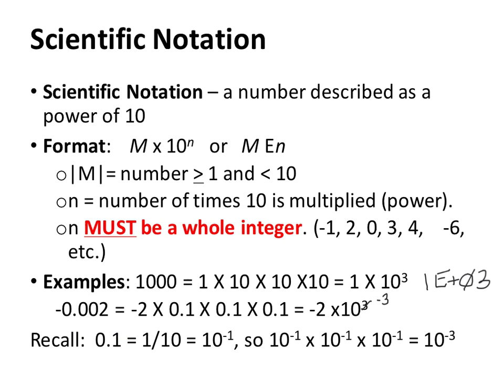And recall that we can represent 0.1 as 1 over 10, or another way to write that is 10 to the minus 1. So 10 to the minus 1 is the same as 0.1. So if we write this out this way, we'd have negative 2 times 10 to the minus 1 times 10 to the minus 1 times 10 to the minus 1, or as it's written here, 10 to the minus 3. So that is how you would write a negative number and a number that is less than 1 but greater than minus 1.